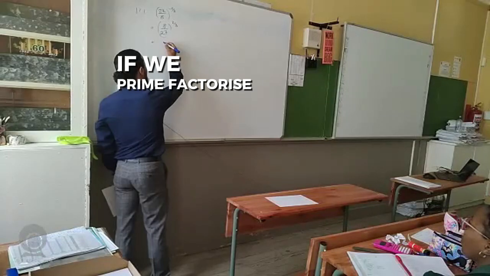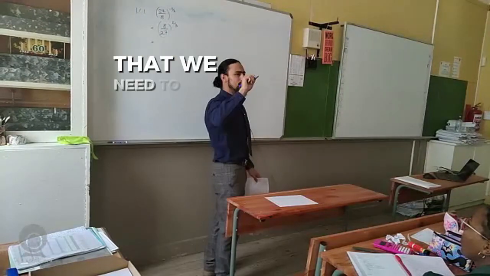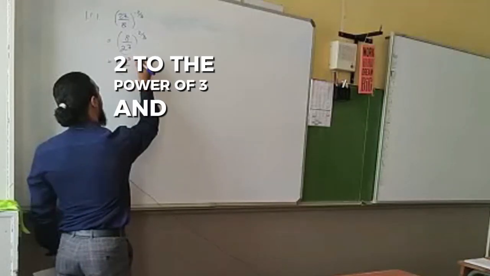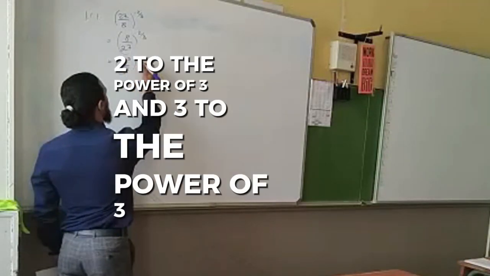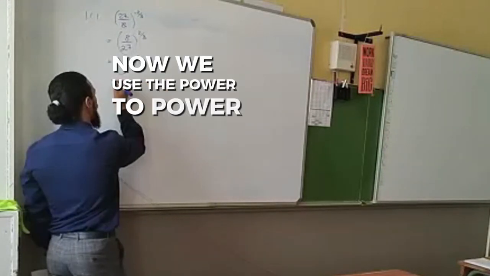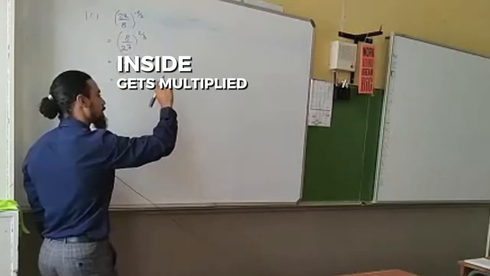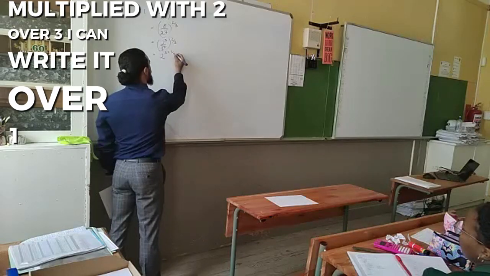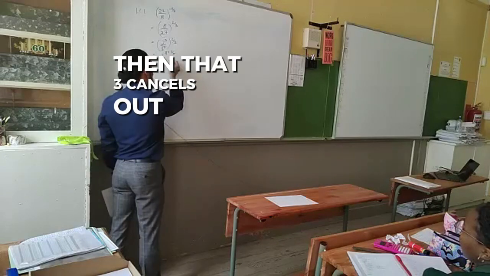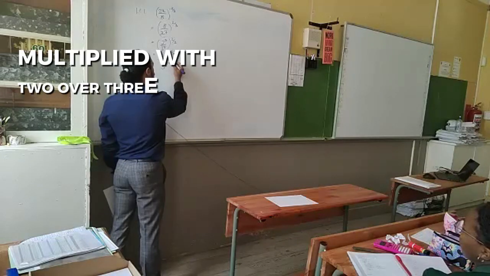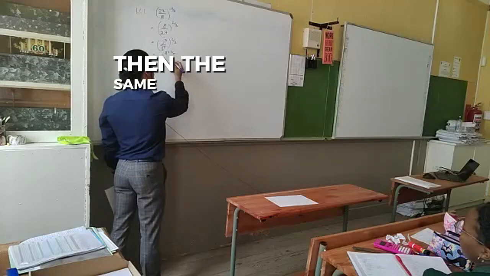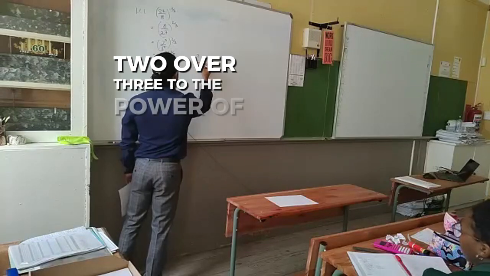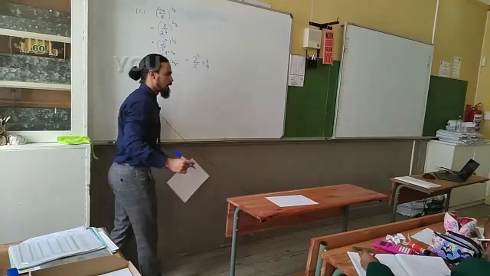If we prime factorize 8, and they were quite specific that we need to do this without the calculator, so I want to see your steps. 2 to the power of 3 and 3 to the power of 3. Now we use the power to power rule, and that means the exponent inside gets multiplied with the exponent outside. So that's going to be 2 to the power of 3 multiplied with 2 over 3. I can write it over 1, and that 3 cancels out, over 3 to the power of 3 multiplied with 2 over 3. Then the same thing happens here. So in essence, we have 2 to the power of 2 over 3 to the power of 2, which equals 4 over 9. You see, I'm still well intact.